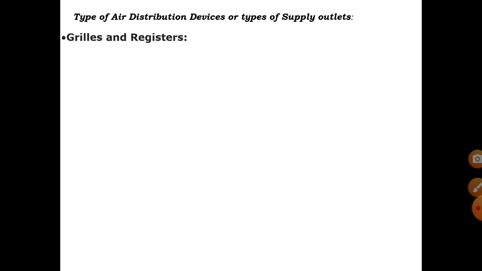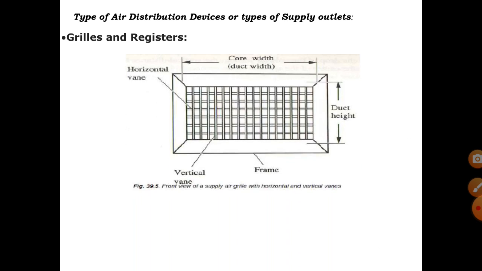These are the types of distribution devices or supply outlets. First one is the grills and resistors. Now grills are simply nothing but a frame with fixed or adjustable bars. You can see this figure. As this outlet is connected to your duct, the duct width and the duct height are also mentioned here, to the end of which this outlet gets connected.